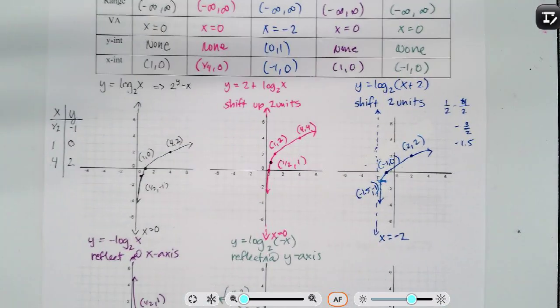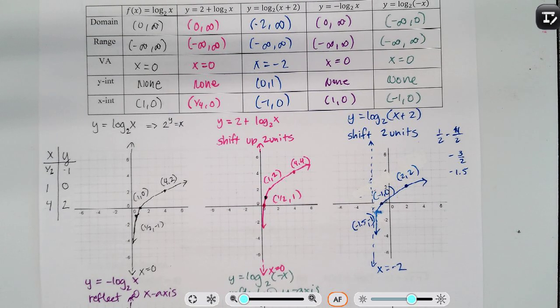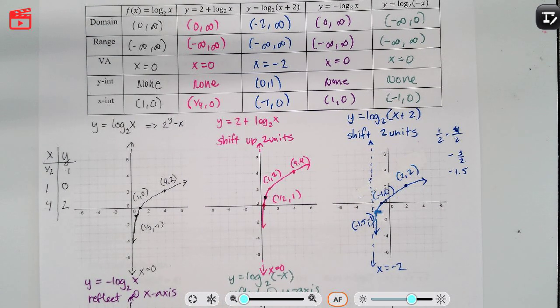All right, so there we go with all the transformations. Whew, that was a lot. All right, lots of little numbers, lots of negatives and fractions flying around.